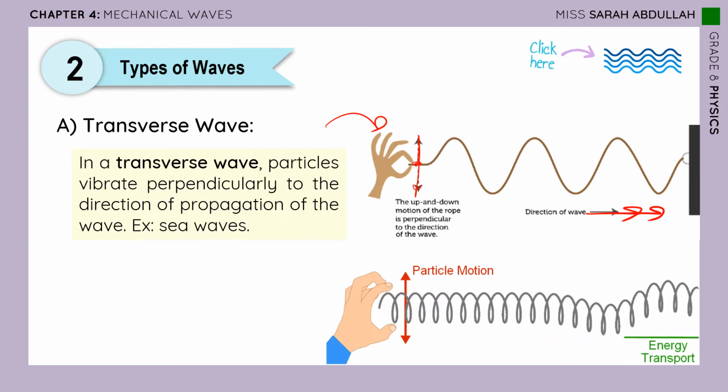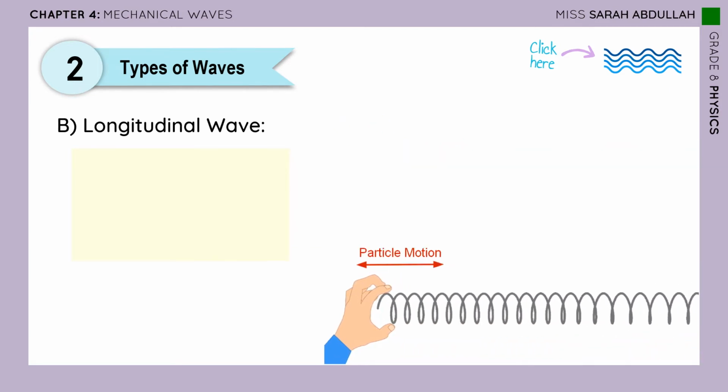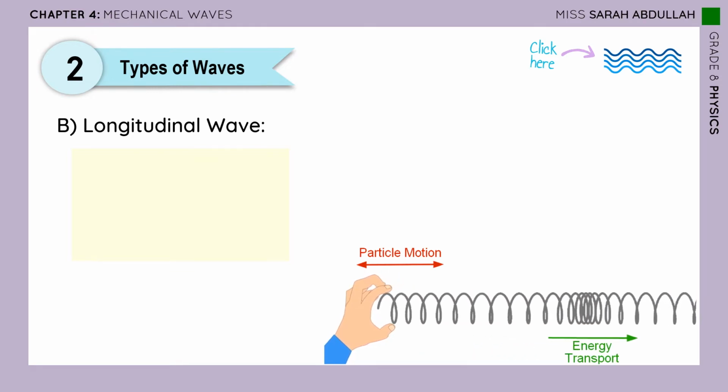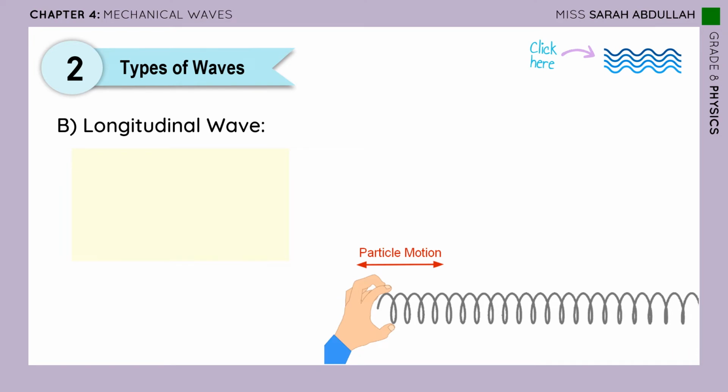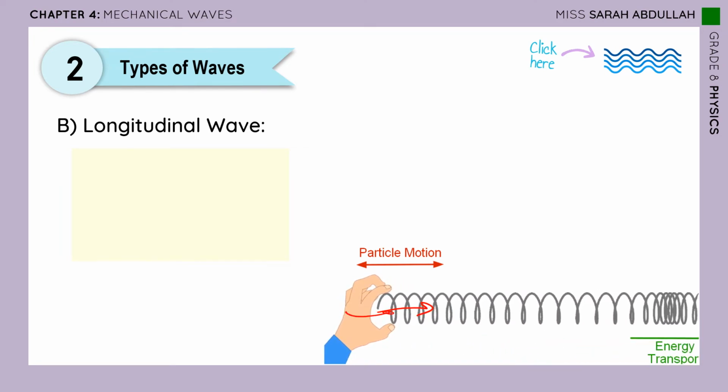So the wave is moving this way, the energy is being transported this way. The other type of wave is the longitudinal wave, and this experiment is usually done in class where we bring a spring and just give it a little push, back and forth motion, just like that.